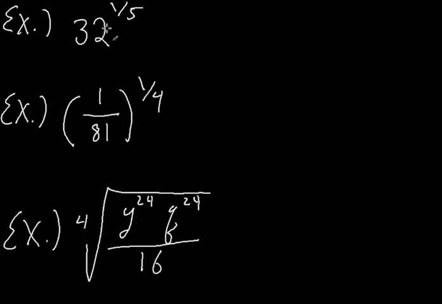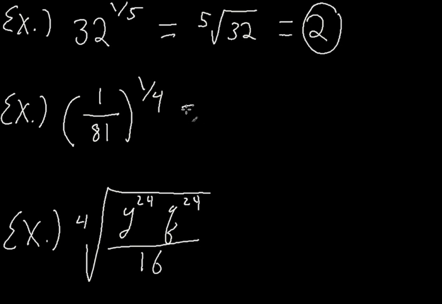Okay, what about 32 to the 1/5? What do you do for that? That is the 5th root of 32, and we just talked about that: it is 2. 2 times itself 5 times is 32. So that would be the answer. Now this is the 4th root. What is the 4th root of 81? We haven't done this one yet. I'm going to try 3. And yeah, it's 3. So 3 times itself 4 times is 81.